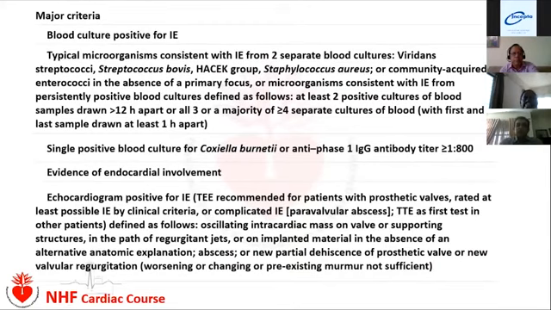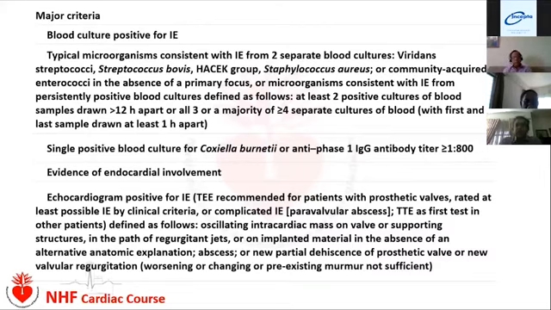So now let's come to the diagnostic criteria. It's the very well-known Duke's criteria. They have two groups, the major criteria and the minor criteria. The major criteria has two headings. One is isolation of the pathological organism. The other is evidence of endocardial involvement.